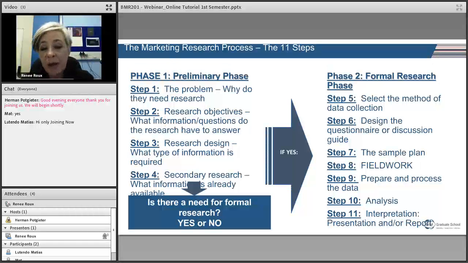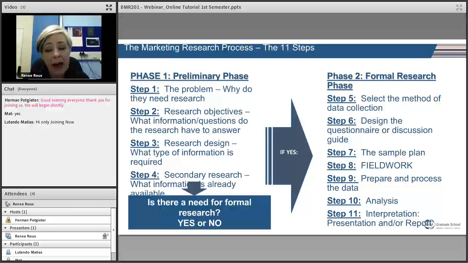Now, step 5 in the formal research is really the method. Here you decide on how you're going to collect the information, and we will talk about the method of data collection. Then once you've designed your method of data collection, depending on the method, you will have to design a questionnaire or discussion guide. Then step 7 is the sample plan. So it is who are going to be the participants in your research, how many are you going to include in your research, if it's quantitative research, how big is your sample, what sample methodology are you going to use.